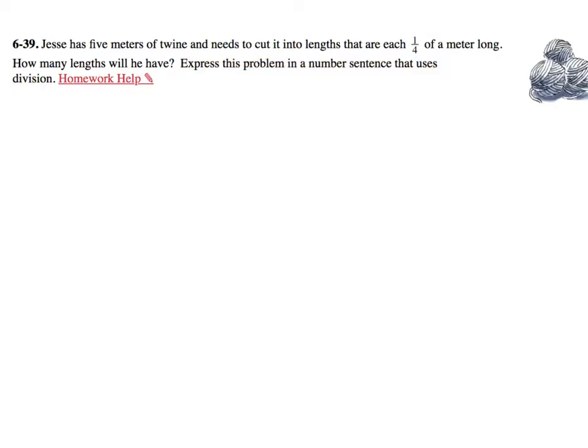So let's go back to the given information. Jessie has 5 meters of twine, like we have a picture of some twine, so specifically 5 meters, and he needs to cut it into lengths that are 1/4 of a meter long. So that's the need. Now the question is, how many lengths will he have? And we want to express this as a number sentence, using an operation, and specifically they're helping us with division.